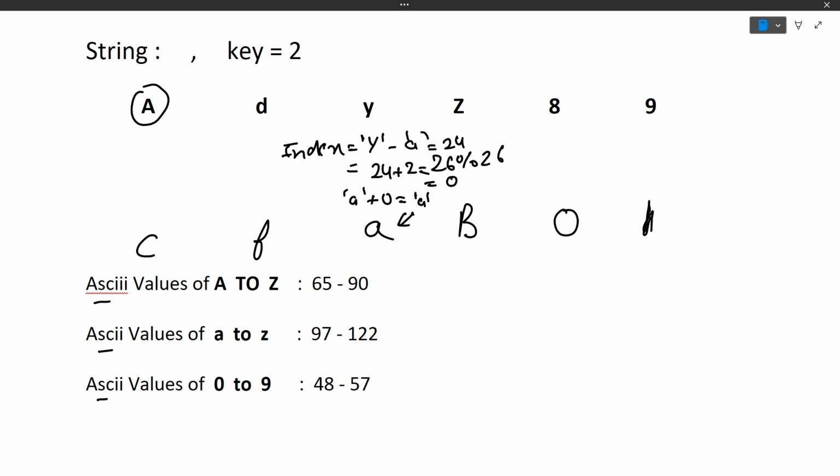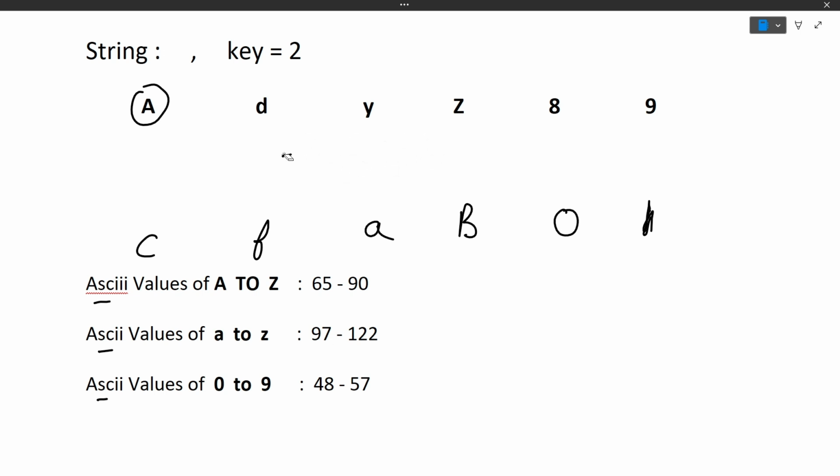So I hope you have understood that once we have added the key and our resultant index was equal to or greater than 26, we did mod of 26 and it was 0, and we just added 0 to a, and it was a. If you still have doubts, let's just see with the z thing.